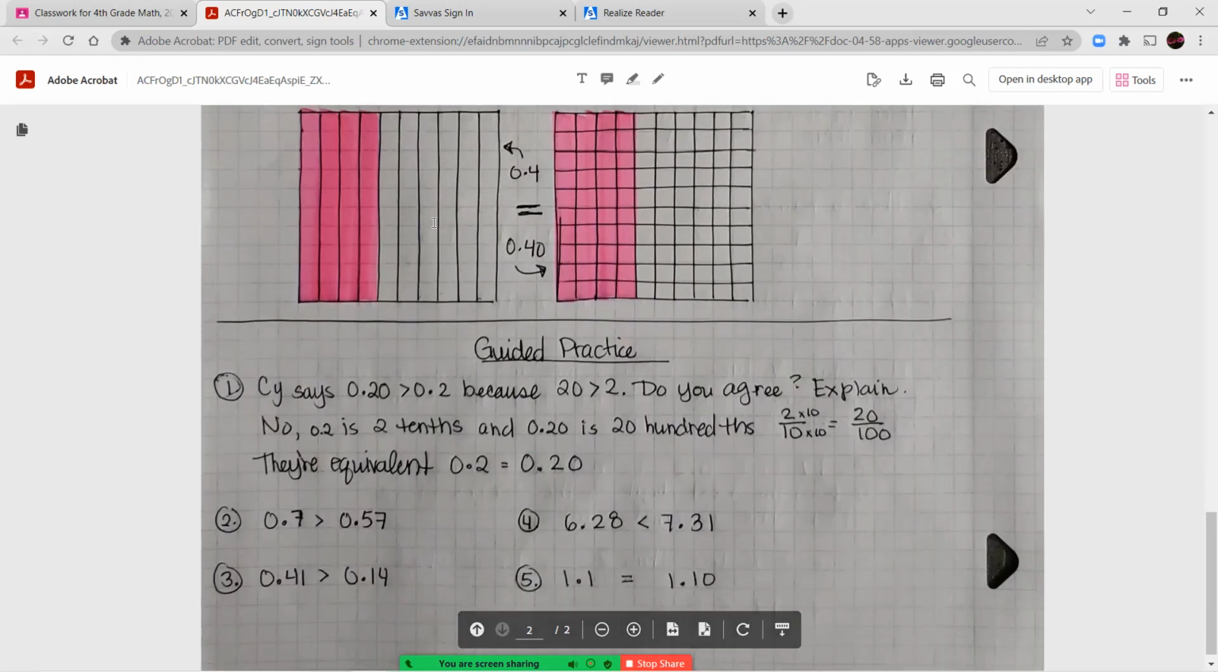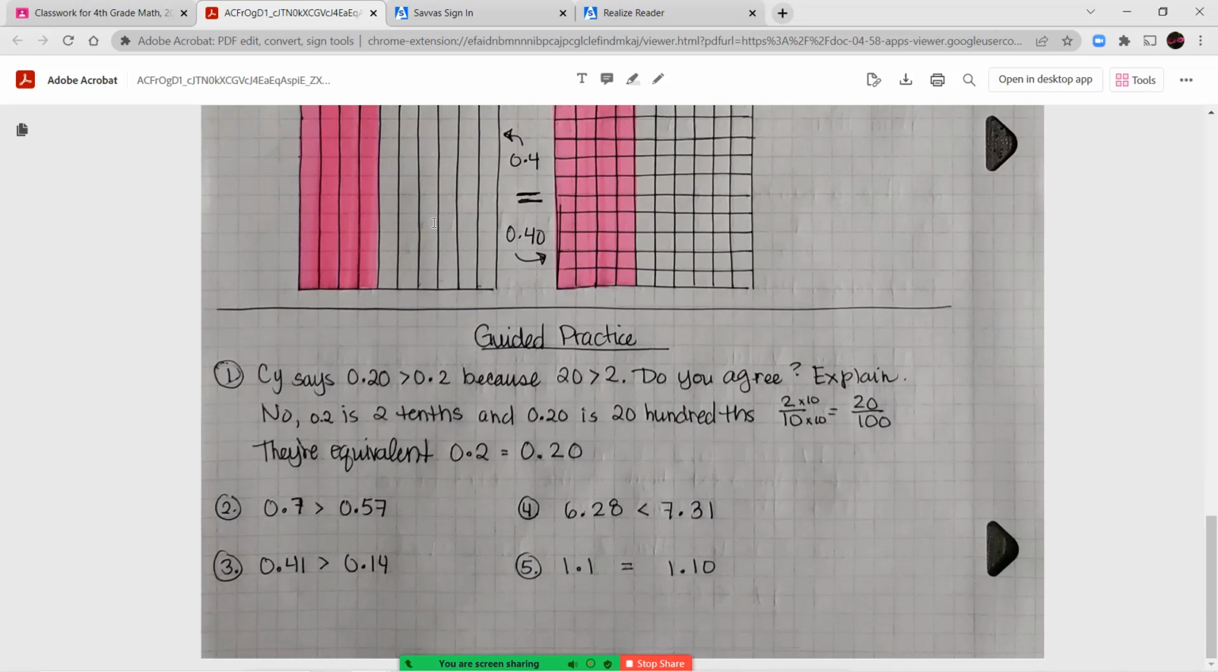For number 1, it says Sai says that 0.20 is greater than 0.2 because 20 is greater than 2. Do you agree? Explain. Well, no, just like we just said, 0.2 is 2/10, and 0.20 is 20 hundredths. So 2/10 and 20 hundredths are equivalent. We can knock off that final 0 because it's the same thing as saying we have 2/10 over here in both areas and 0 hundredths. Just because I didn't write the 0 hundredths on this number, that doesn't mean that this is greater than this. 0 has no value by itself.